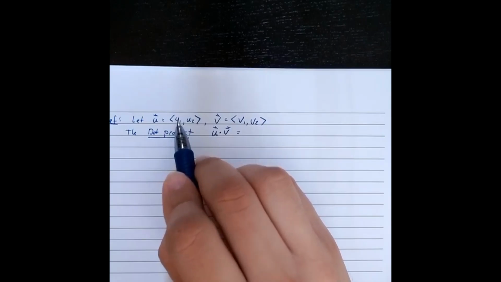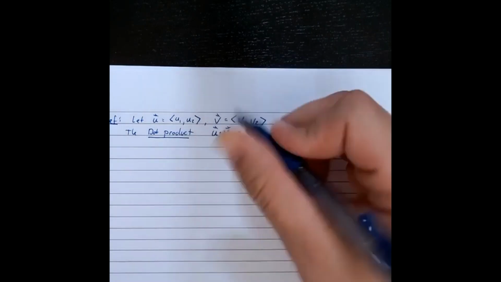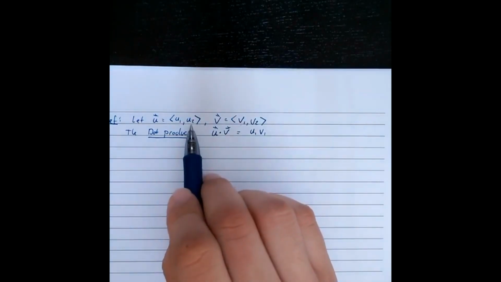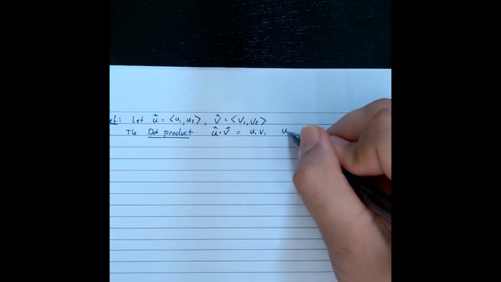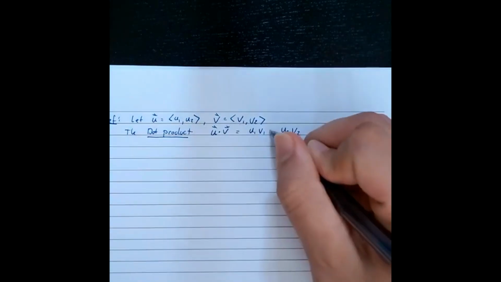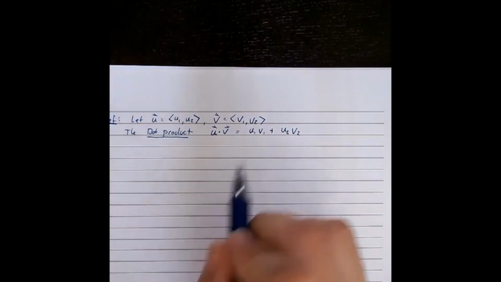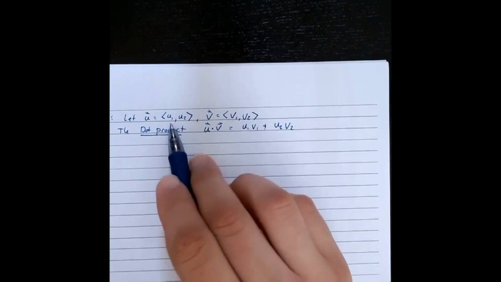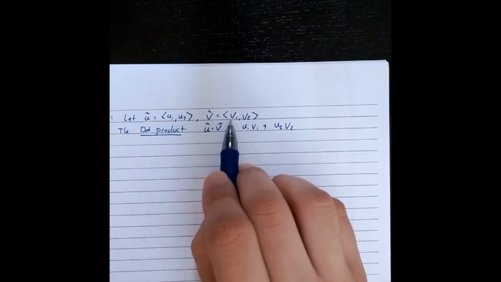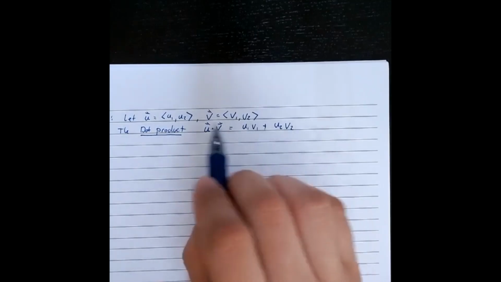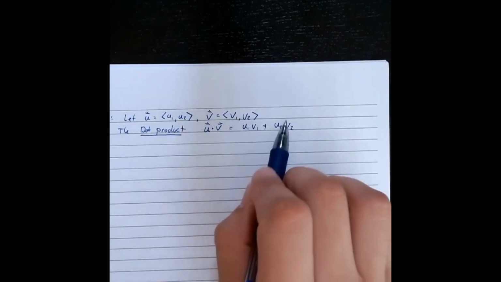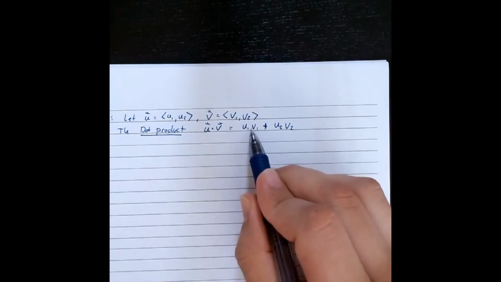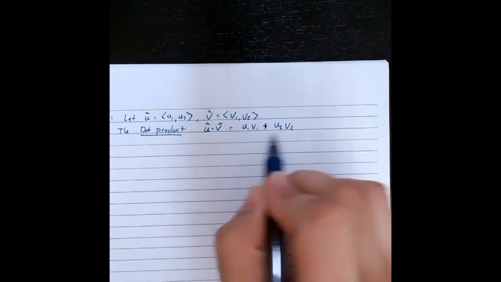So here, the dot product is given by the sum of the component-wise products. You're going to take this first one times this first one, U1 times V1. Separately, you're going to take U2 times V2, and then you're going to add those together. You take the components that are the same, the first component, multiply those together. Second component, multiply those together, and then you add them. It's the sum of the component-wise products.